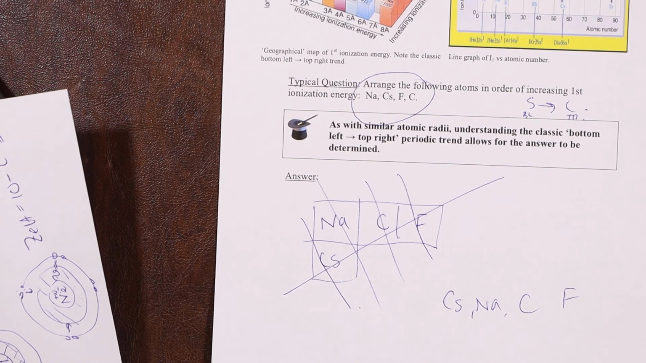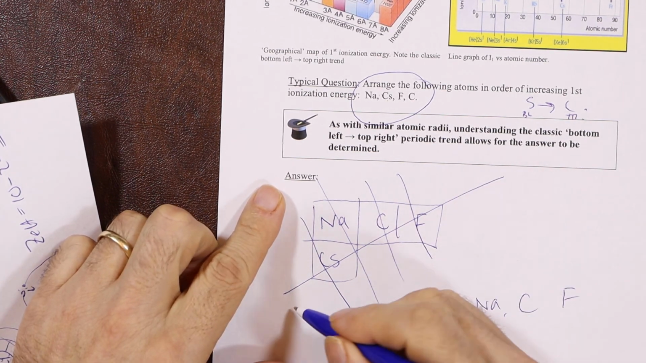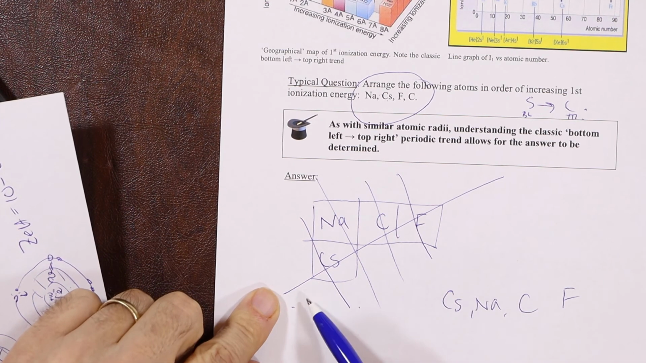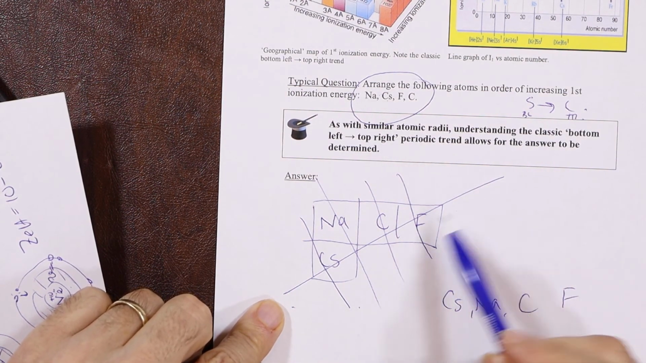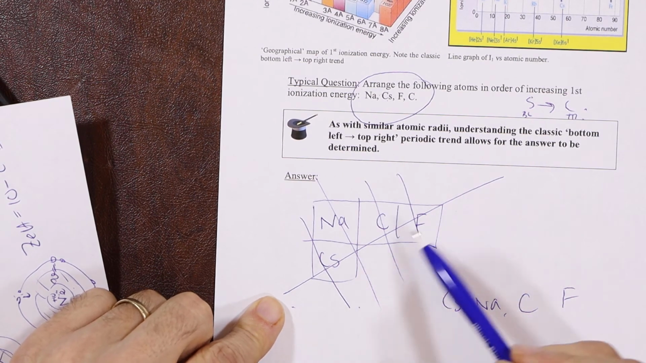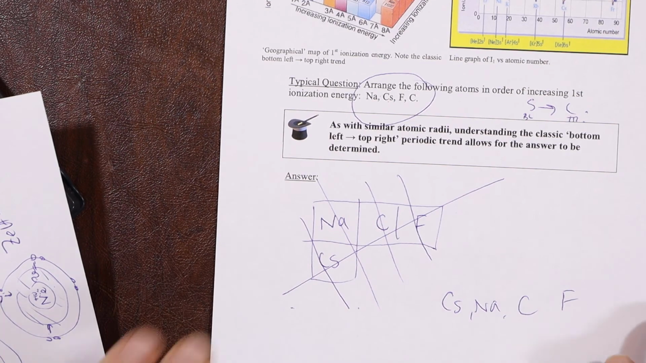You can choose any 3, 4, 5, however many atoms you like. Just put them in that local map, draw a diagonal line. Remember, bottom left is small, top right is high for electronegativity and first ionization, reverse for radius, as we saw in the last example. Okay, that is the end of the packet.